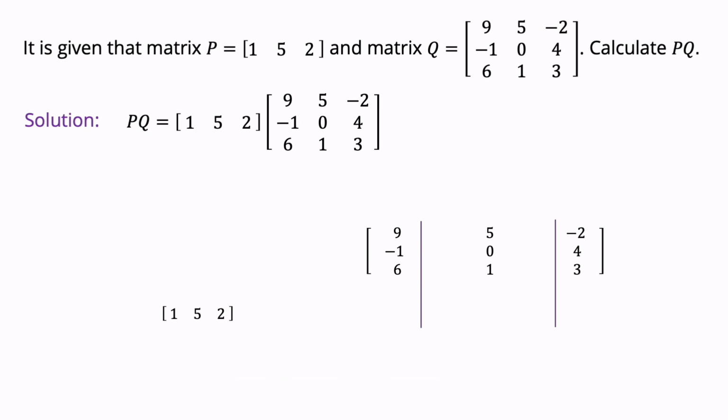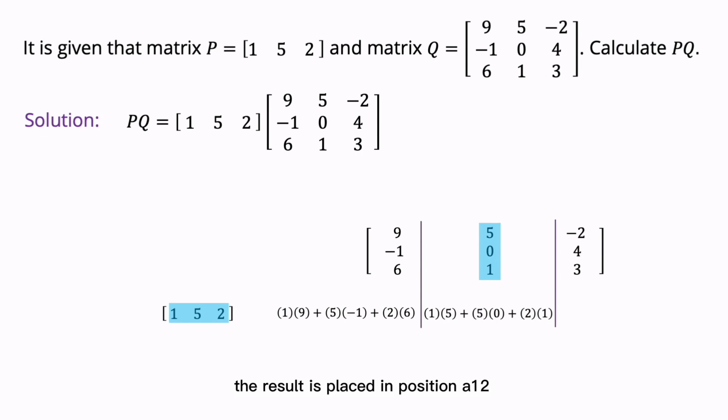Matrix multiplication starts with the first row of the first matrix and the first column of the second matrix. 1 times 9 plus 5 times minus 1 plus 2 times 6. The result is placed in position A11. Do the similar process for the first row of the first matrix and the second column of the second matrix. 1 times 5 plus 5 times 0 plus 2 times 1. The result is placed in position A12.